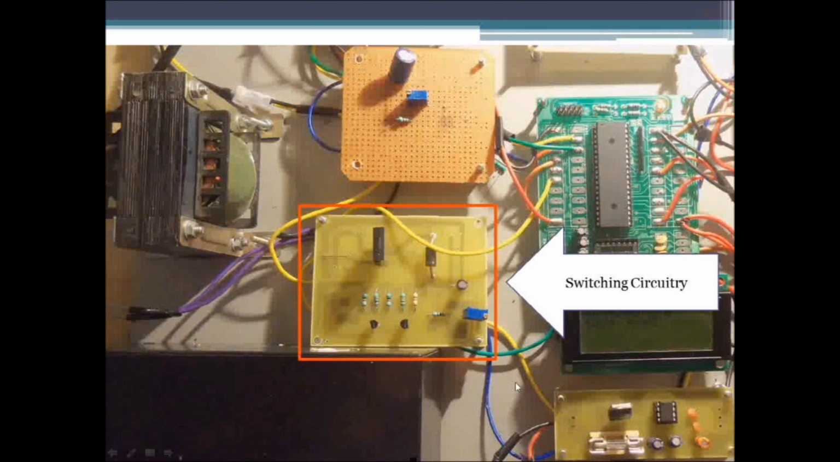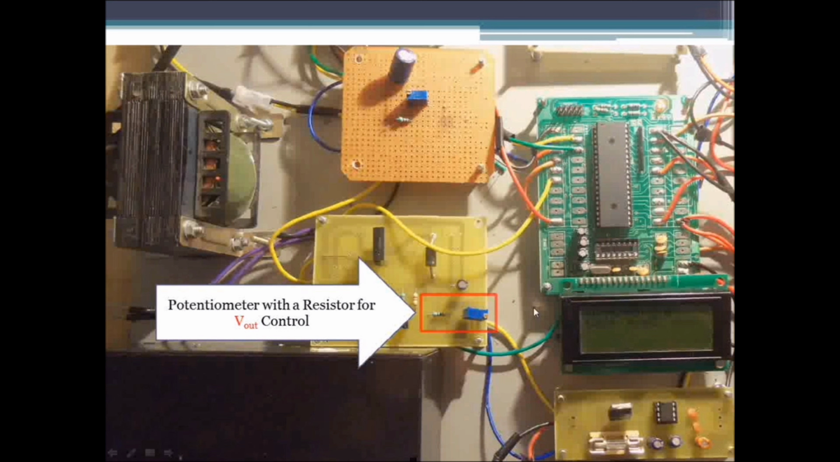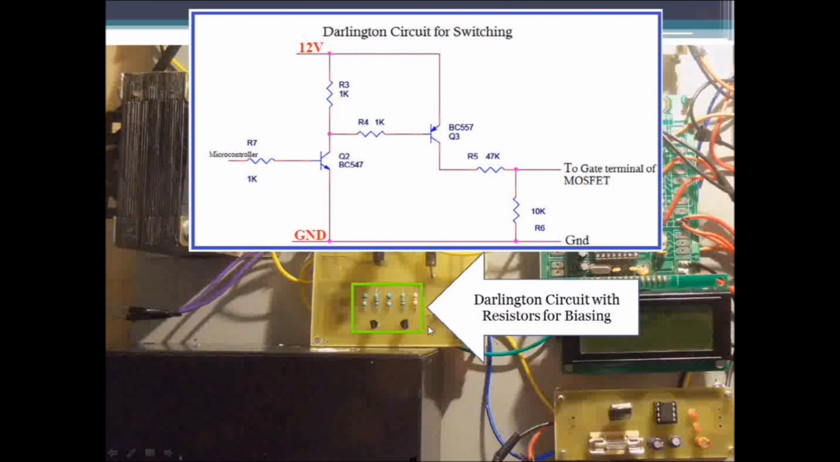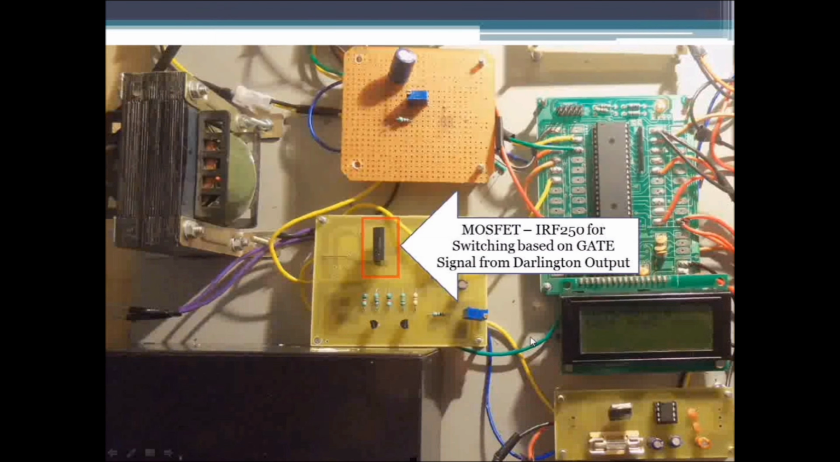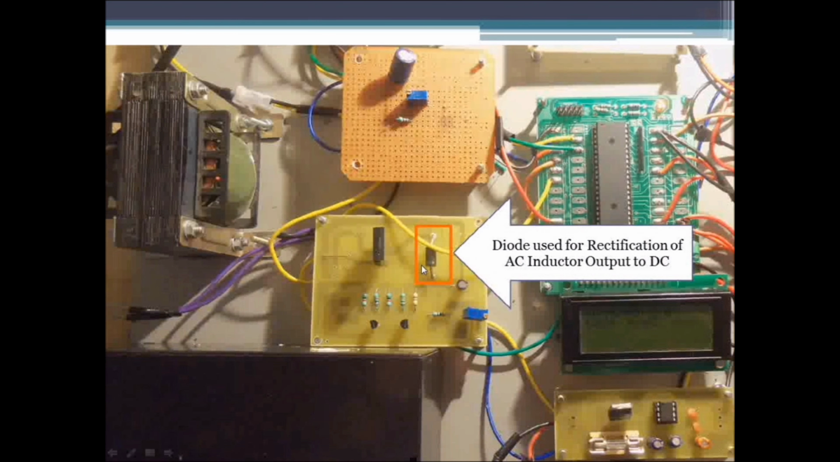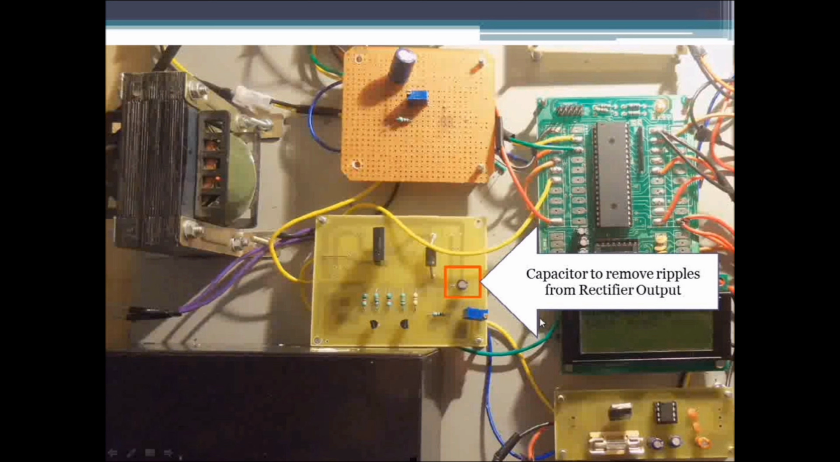And this is the switching circuitry board. And this is the potentiometer with a resistor for V out control. Here V out we have to set as 12 volts, and these two transistors and these 5 resistors form the Darlington circuit for switching, and this MOSFET helps in switching. And this is a diode used for rectification of the AC to DC. There is another diode attached at the back side of the board, so the two diodes form a full wave rectifier, and we get higher efficiency.